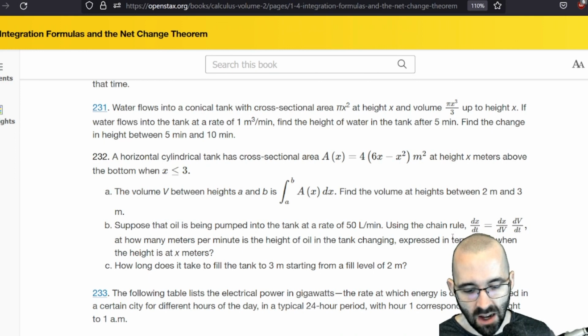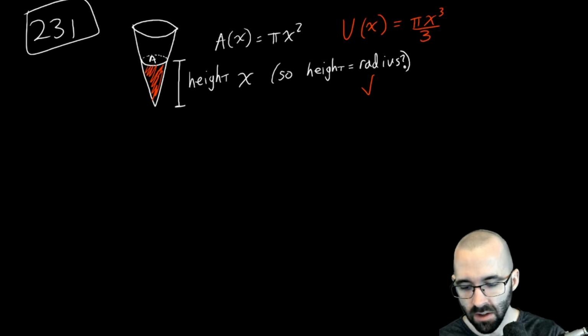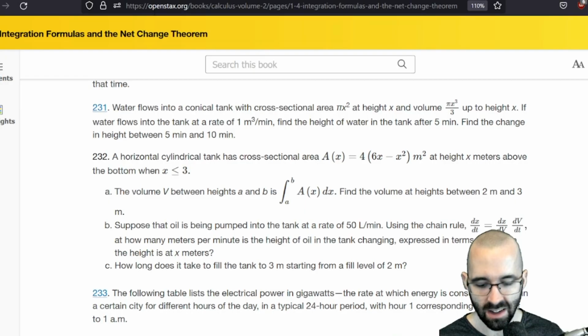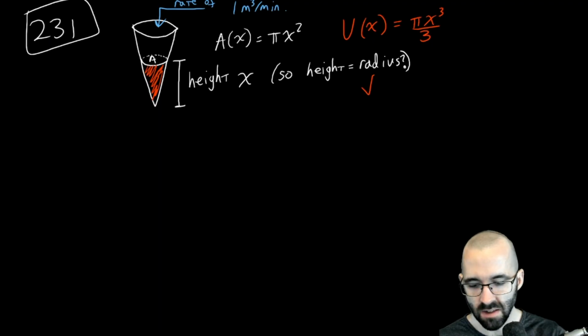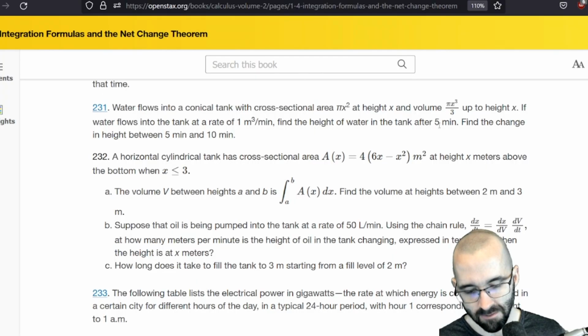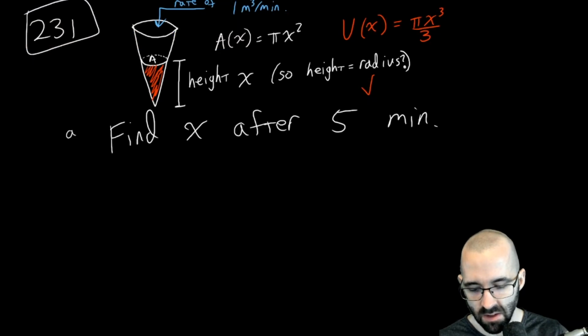If water is flowing into the tank at a rate of 1 meter cubed per minute, the water is flowing into the tank at a rate of 1 meter cubed per minute. Glug, glug, glug. I can't get a good picture for this, but imagine water going in there. Find the height of the water in the tank after 5 minutes. What's the height? It's x. Find x after 5 minutes. And then find the change in height between 5 and 10 minutes.